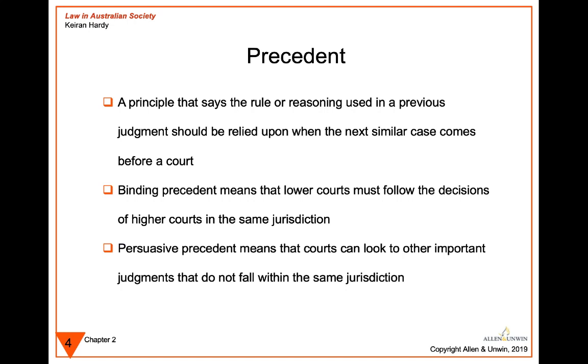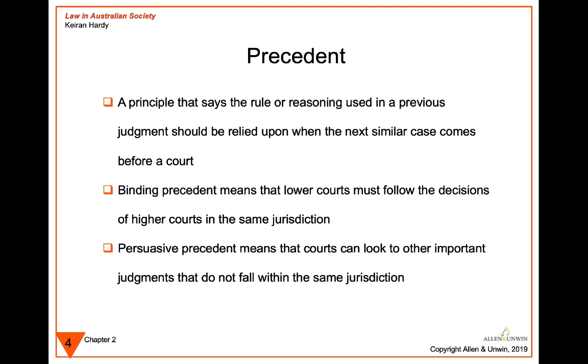Precedent is probably the core principle underlying the legal system. Precedent is a principle that says the rule or reasoning used in a previous judgment should be relied upon when the next similar case comes before a court. So if two parties have a dispute and that dispute is similar to one that came before a court at a previous time, then the court should follow a similar approach in terms of its reasoning and reach a similar result. There are two types of precedent that we normally talk about.